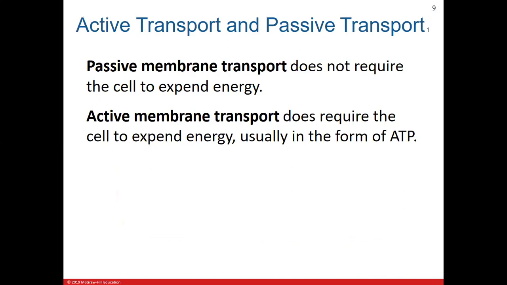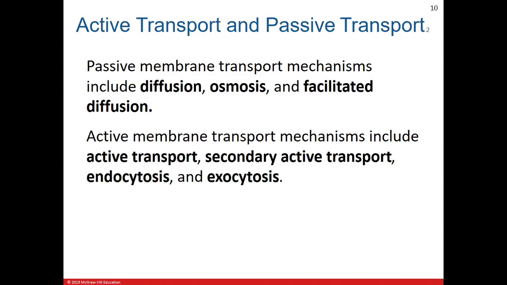One is referred to as passive, one is referred to as active. The main difference here is that passive doesn't require any kind of energy to transport a molecule across the membrane, whereas active transport does require energy, and that form of energy is known as ATP. And so we'll talk about some different examples of each of these. This lists those examples for you. We'll talk about these as we go through the slides.